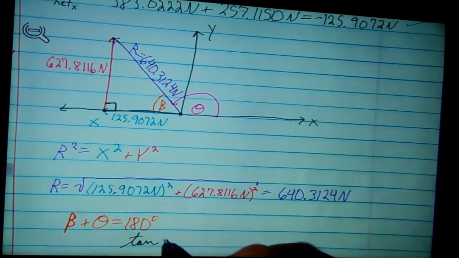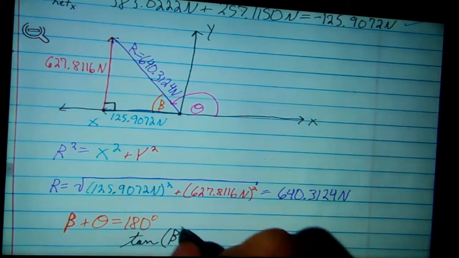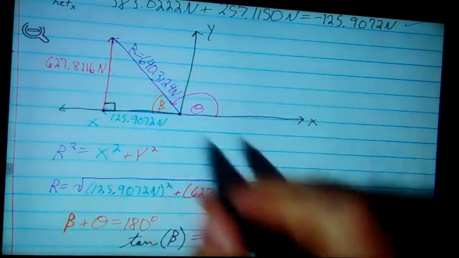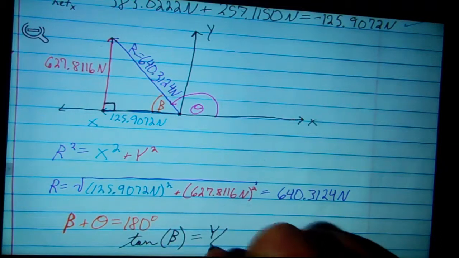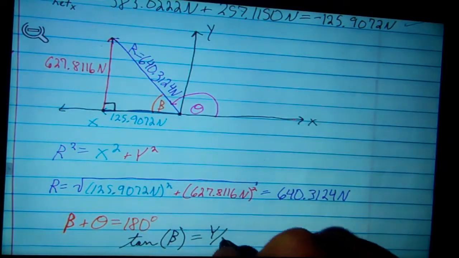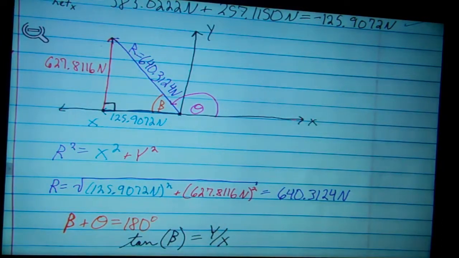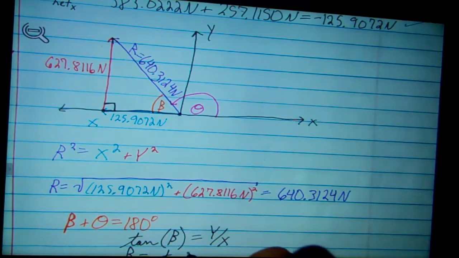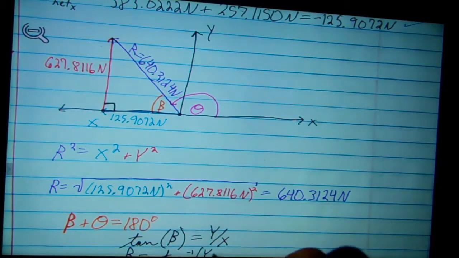So tan, and this is beta. We're trying to find beta. Tan beta is equal to opposite, so y, over adjacent, x. In this case, to find beta, it's going to be equal to the inverse tangent of y divided by x.